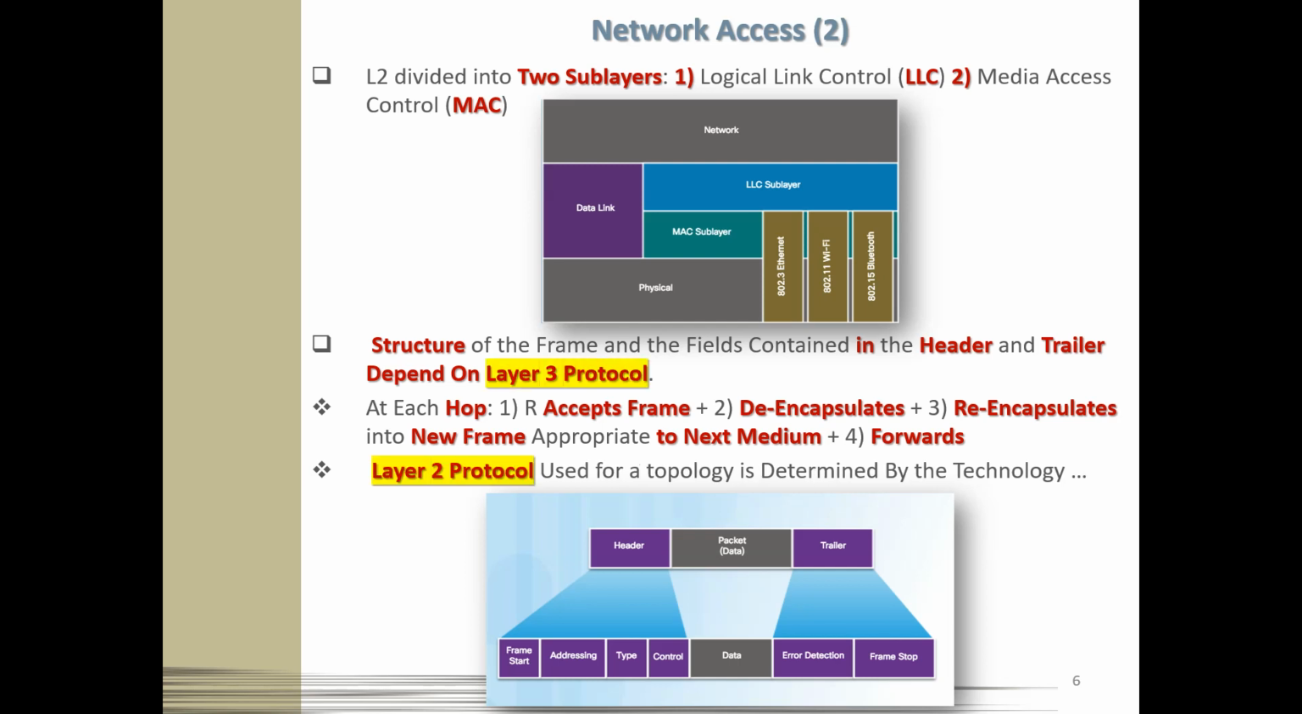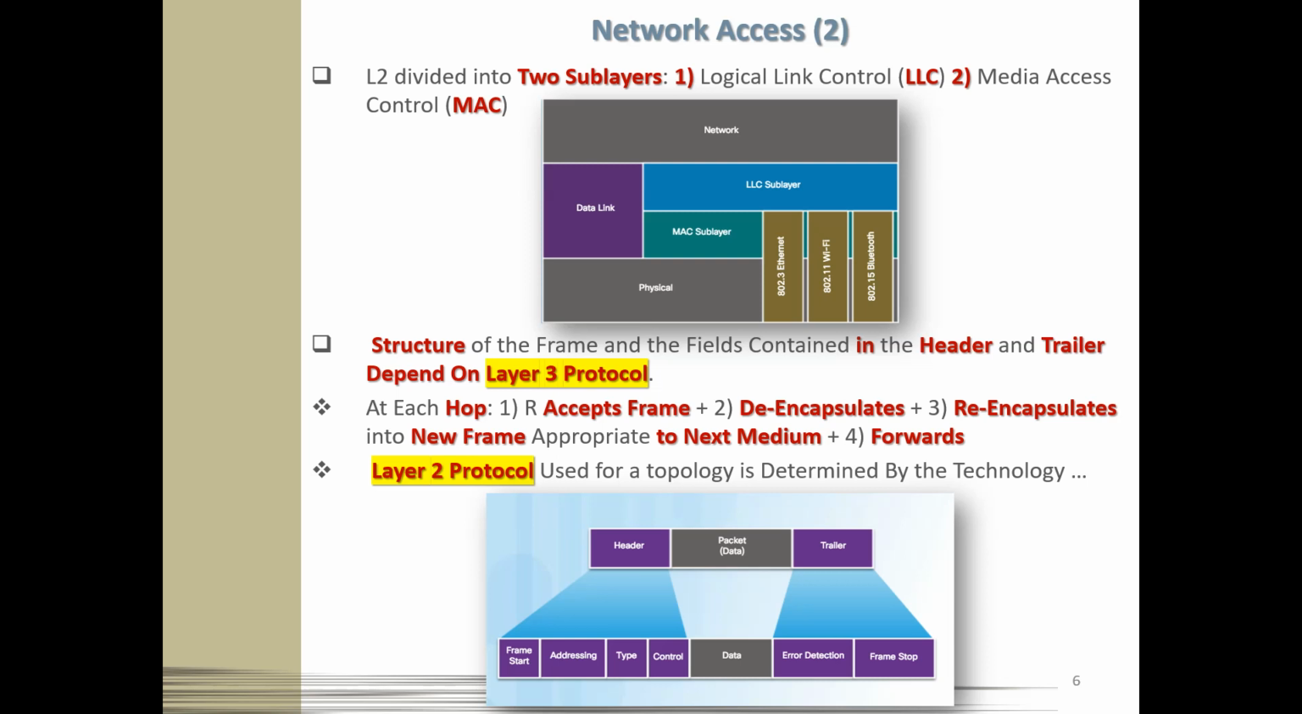At each hop along the path, and when I say hop, think of a router. So at each router or hop along the path, what a router does is first to accept the frame from a medium, secondly to de-encapsulate that frame, thirdly to re-encapsulate the packet into a new frame, and fourthly to forward the new frame appropriate to the medium of the next segment.